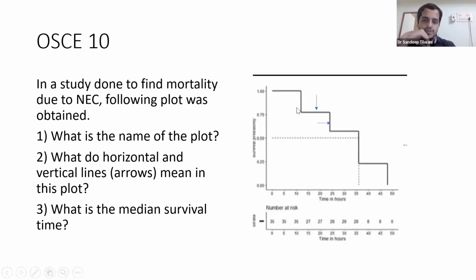Basically it is a graph of time in hours against the survival probability, and survival probability is on the y-axis. If I ask you to interpret this vertical line, it indicates the survival probability at this time. At 20 hours, the survival probability is around 0.75. At 30 hours, it is somewhere around 0.6. So the horizontal line indicates the survival probability, whereas the vertical drop indicates the occurrence of the event. Here it is mortality or death which we are dealing with.